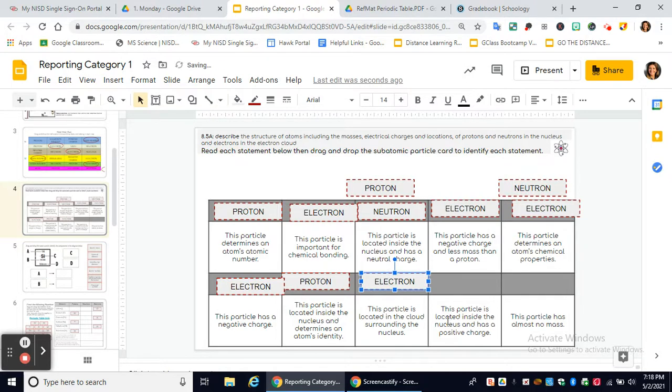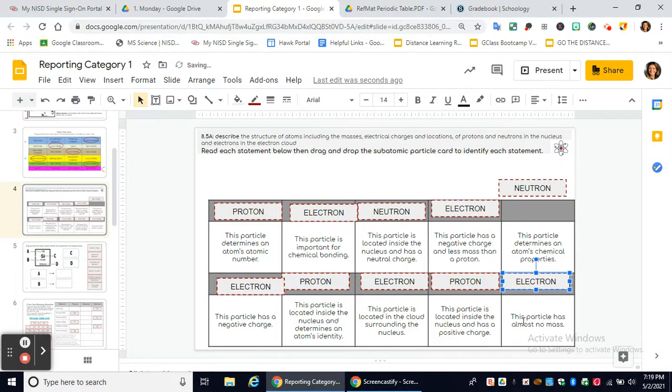This particle is located in the nucleus and has a positive charge. Remember, protons begin with a P, and so does the word positive. This particle has almost no mass. That would be an electron. So we did something wrong.